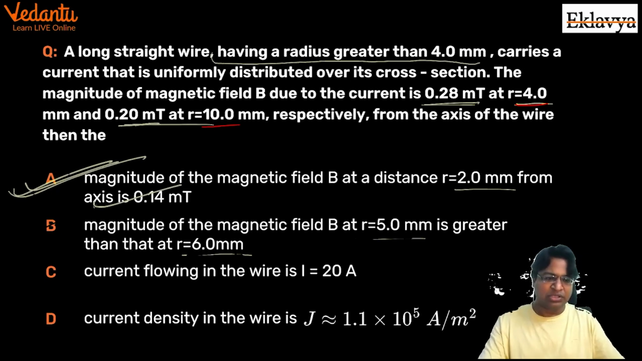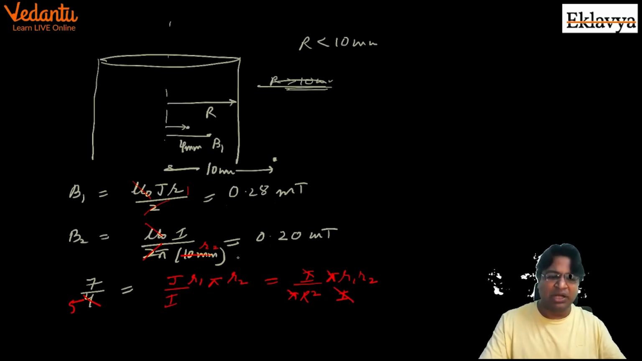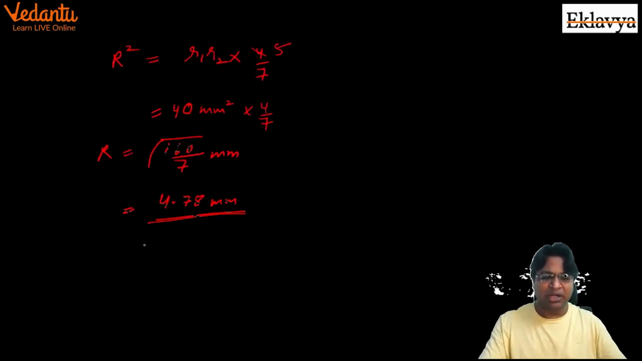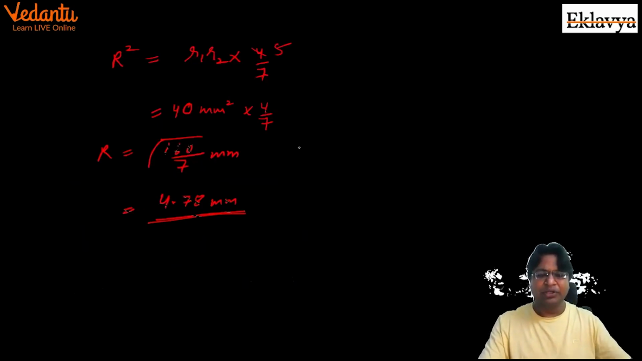So this is correct. B option is also correct. Now, the current flowing in the wire is 20 ampere. To calculate the value of current, I'll have to do the calculations here. Mu naught by 2 pi is 2 into 10 raised to power minus 7. So mu naught by 2 pi into I, divided by 10 millimeters, so 10 into 10 raised to power minus 3, gives us 0.2 millitesla, so 0.2 into 10 raised to power minus 3.